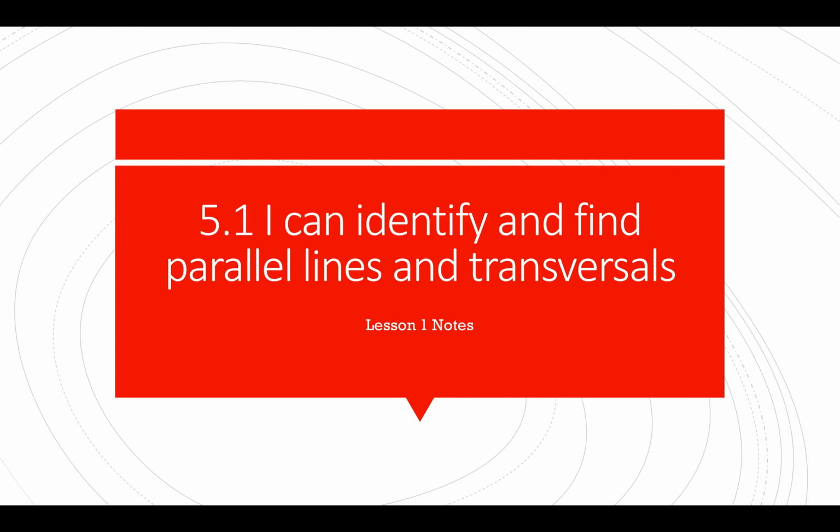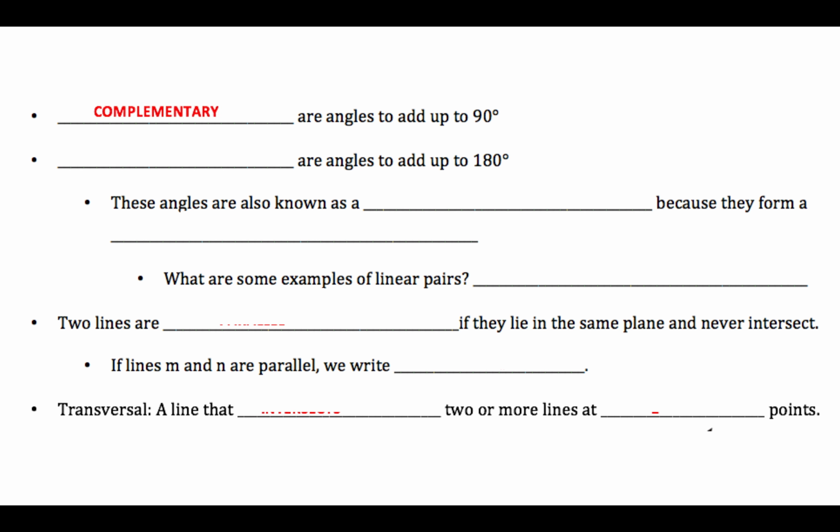In Lesson 1, we're talking about identifying and finding parallel lines and their transversals. Complementary angles add up to 90 degrees. Supplementary angles add up to 180 degrees. These angles are also known as linear pairs because they form a straight line put together. What are some examples of linear pairs?